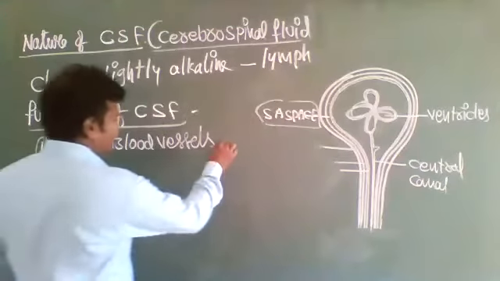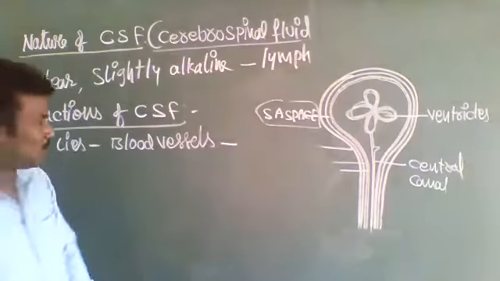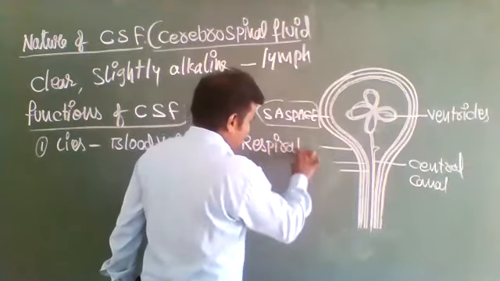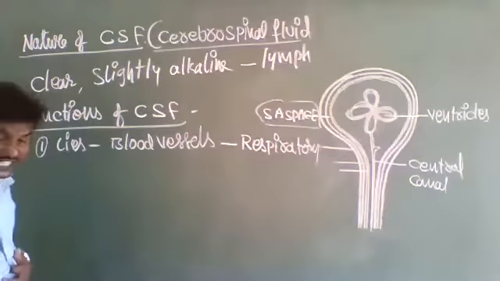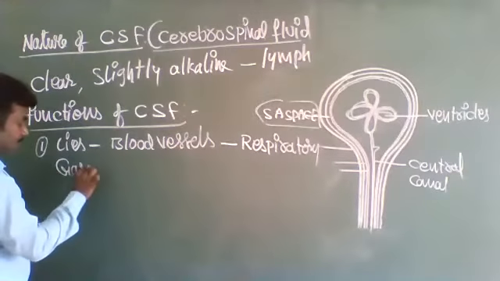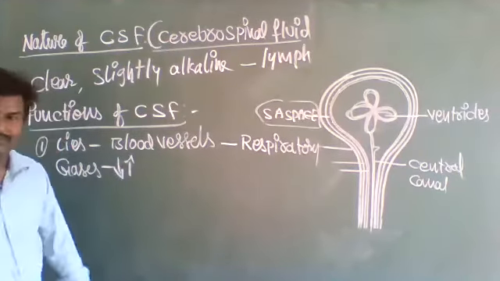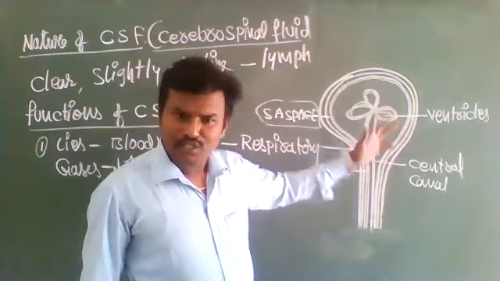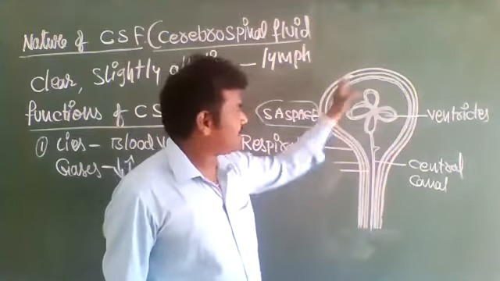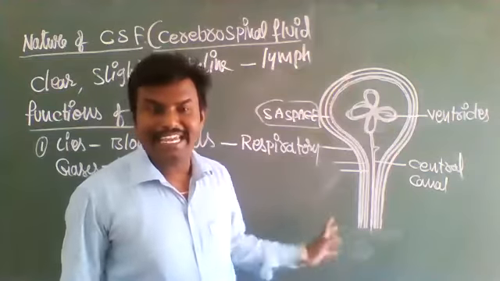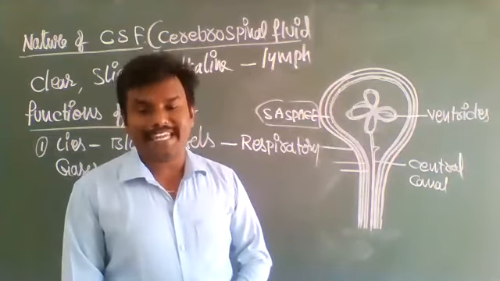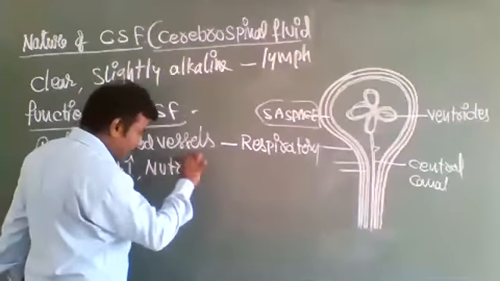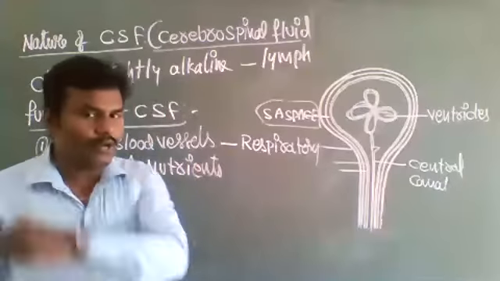Therefore, this region plays a major role in respiratory exchange. Respiratory gases are exchanged. Because a number of blood vessels are located here, blood is supplied. So in this place, due to the presence of blood vessels, it helps in the exchange of respiratory gases. It supplies nutrients. Here is one important point.